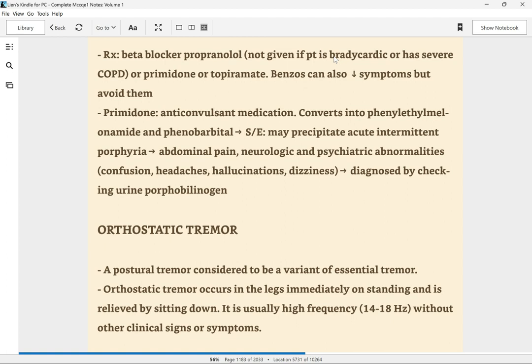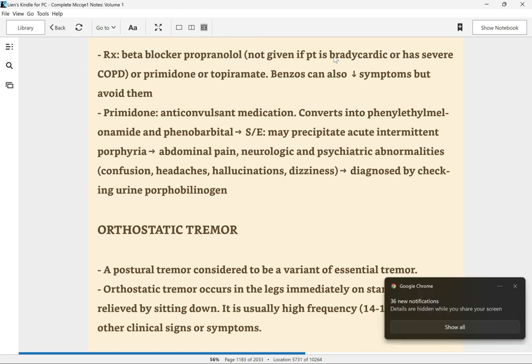Treatment: beta blocker propranolol, not given if the patient is bradycardic or has severe COPD, or primidone or topiramate. Benzos can also decrease symptoms but avoid them. Primidone, an anticonvulsant medication, converts into phenylethylmalonamide and phenobarbital. Side effect: may precipitate acute intermittent porphyria.